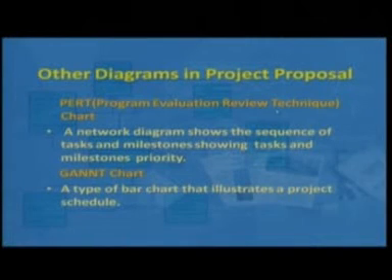It is not essential that you give all the diagrams, but you can touch upon the PERT chart and Gantt chart. PERT chart is the Program Evaluation and Review Technique chart. It is a network diagram that shows the sequence of the tasks and the milestones, showing the task and milestone priority. So, basically you are drawing a diagram in which you show the different steps or stages of your project you are reaching, with some specified time duration. So, you are doing time as well as activity mapping, and this will help you keep track of your activities.